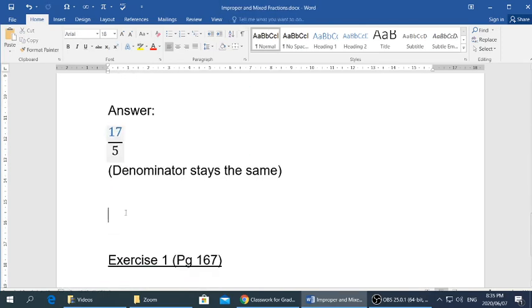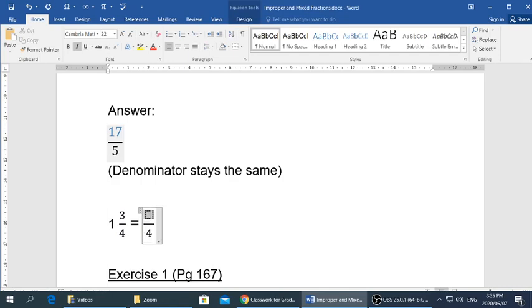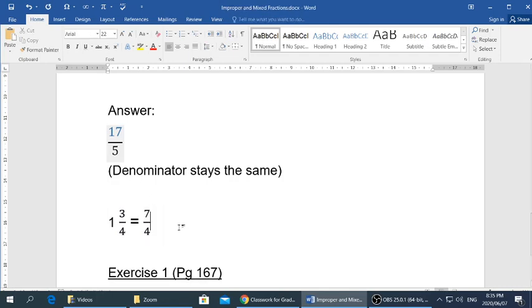Okay, so let's take 1 and 3 over 4. So remember, we multiply the whole number times 4. So 1 times 4 is 4, plus 3. So what is 4 plus 3? That gives me 7. 7 over 4. Okay, so that gives us 7 over 4. So it is always the same. Let's try another one now.